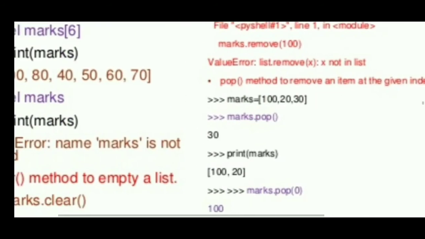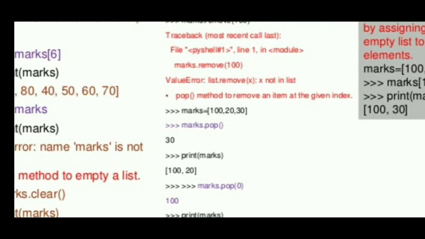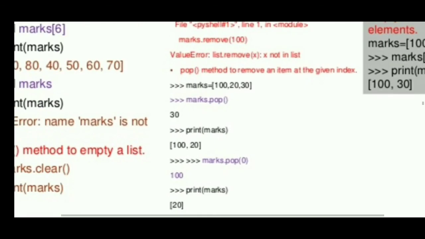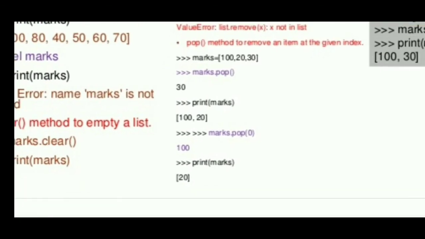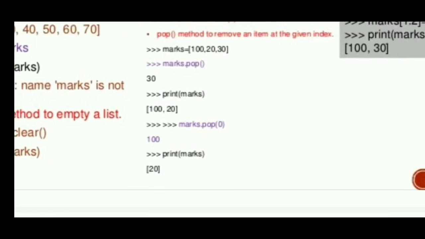in the particular list. The pop method is used to remove elements. Suppose marks is equal to 100, 20, 30. When you write marks.pop(), it will show the last element, because the pop method is used to remove or fetch an element from a given list at the last position. Next one, pop(0). It will delete the element which is present at position 0.